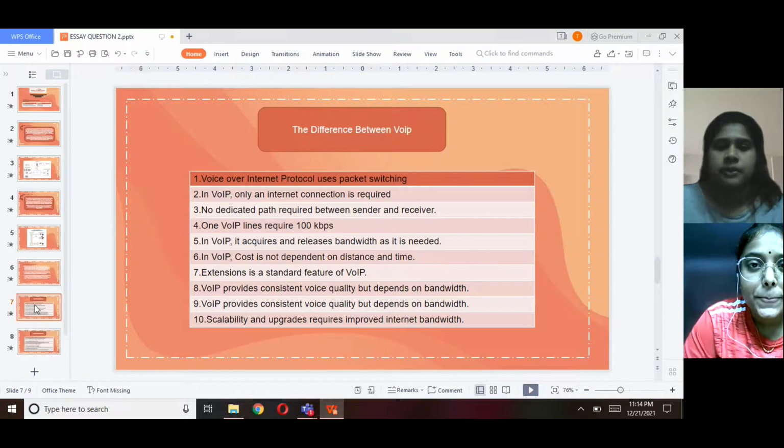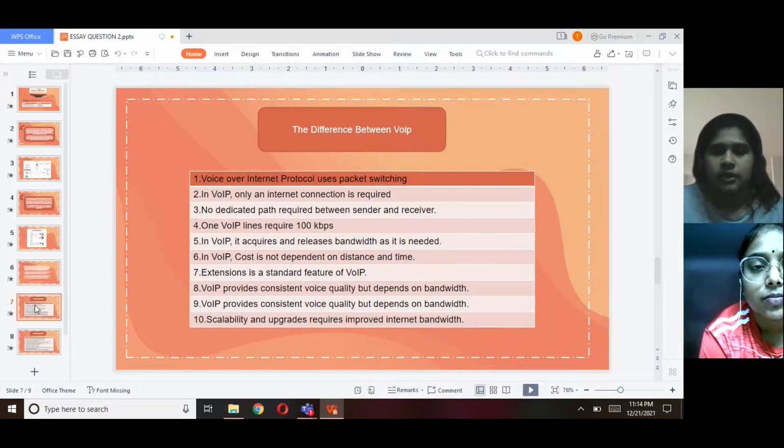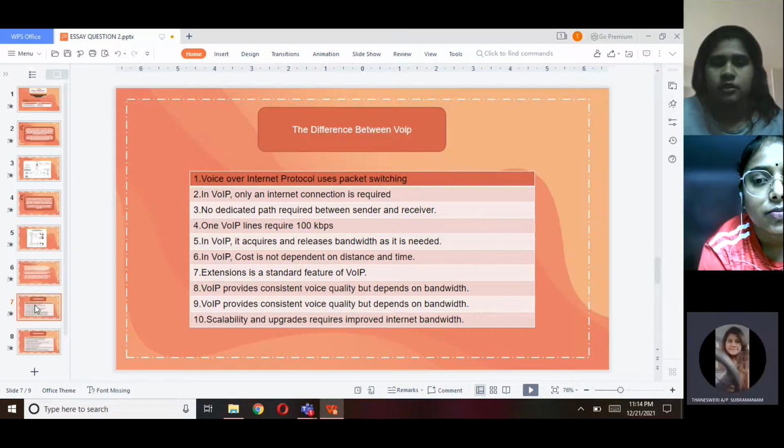Okay, the differences of VoIP. The first one, Voice over Internet Protocol uses packet switching. Number two, in VoIP, only an internet connection is required. Third, no dedicated path is required between sender and receiver. Fourth, VoIP lines require 100 kbps. Fifth, in VoIP, it acquires and releases bandwidth as it is needed. Sixth, in VoIP, cost is not dependent on distance and time.